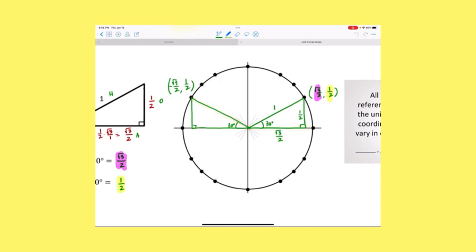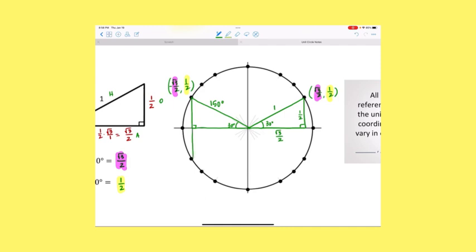So this is actually going to be a 150-degree angle. Now if I said, what is the cosine for 150? I know it's negative radical 3 over 2. And if I said, what is the sine for 150? Right there, it's going to be a half. Okay, and now let's take this into the next quadrant.